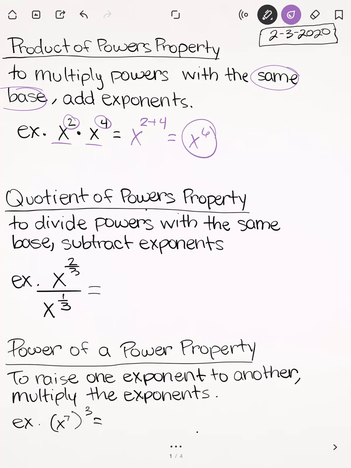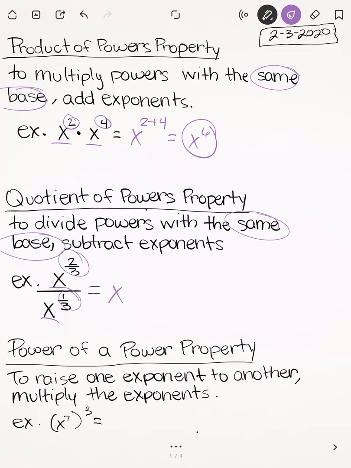Looking at the quotient of powers property. This is when our variables or numbers of the same base, again, has to be the same base, are being divided. That's what quotient means. You subtract the exponents. So I again have x and x, but this time my exponents are 2/3 and 1/3.